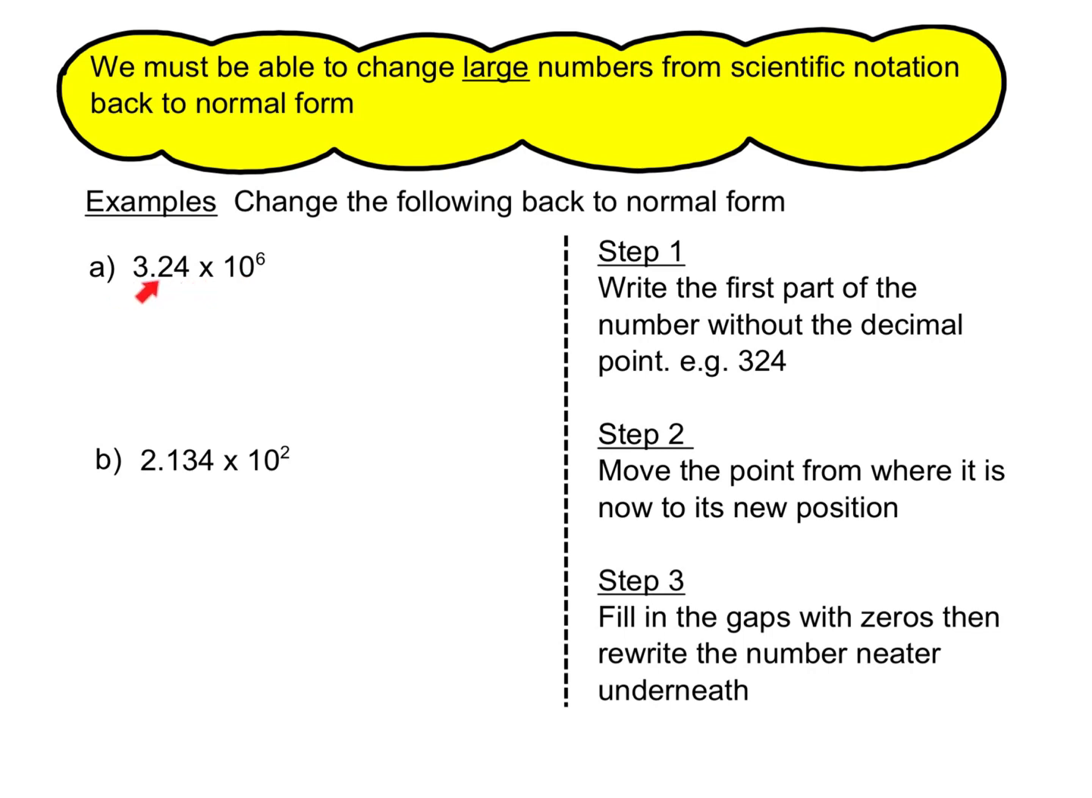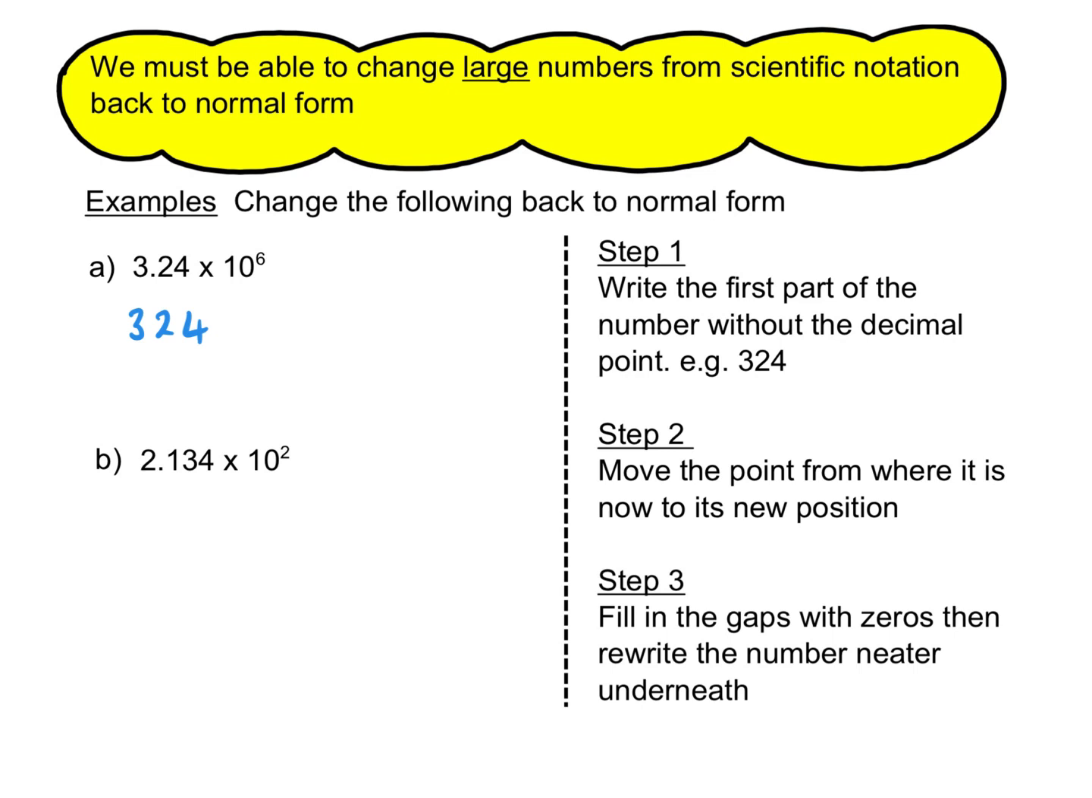What that means is we're going to take this 3.24 and multiply it by 10 6 times in a row. Now a good way to lay this out is to first of all write the first part of the number out here without the decimal point. So if I've got that 3.24, just writing those digits out again, but without the decimal point, so 3, the 2 and the 4 with no decimal point there.